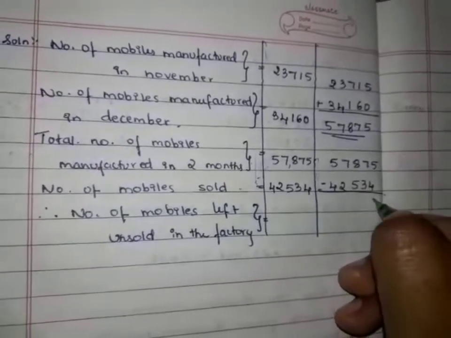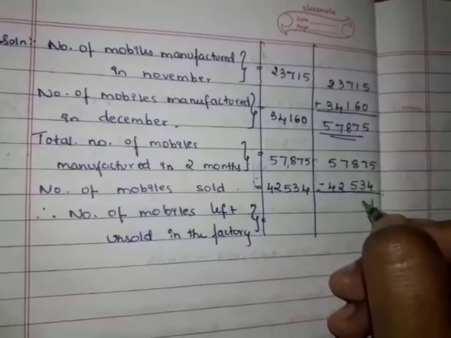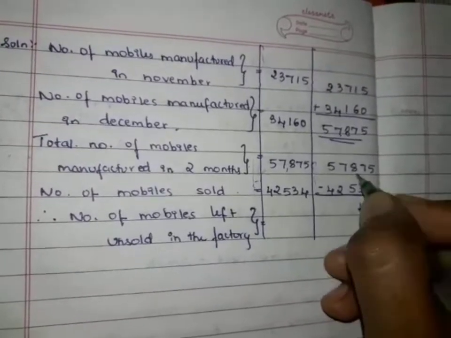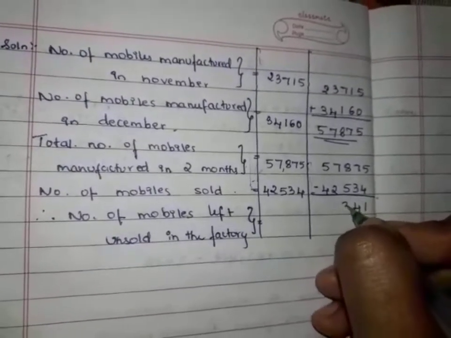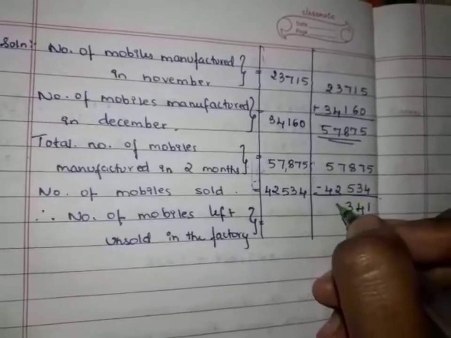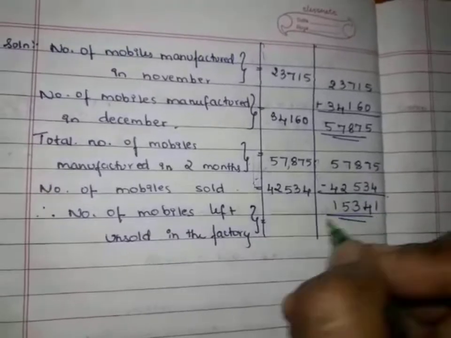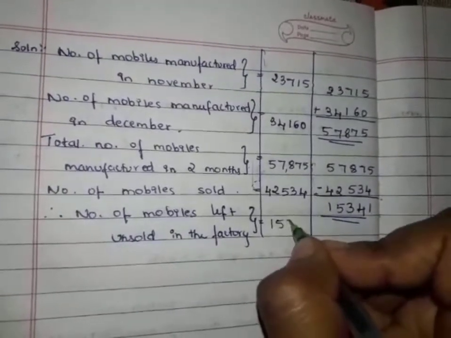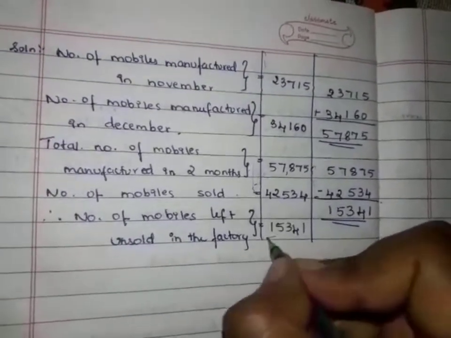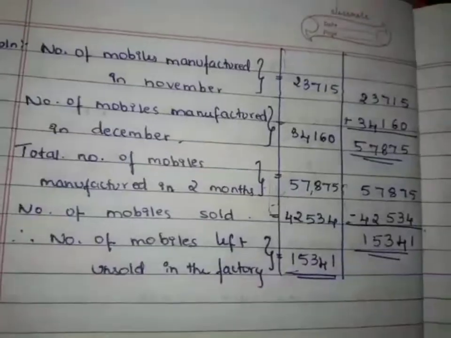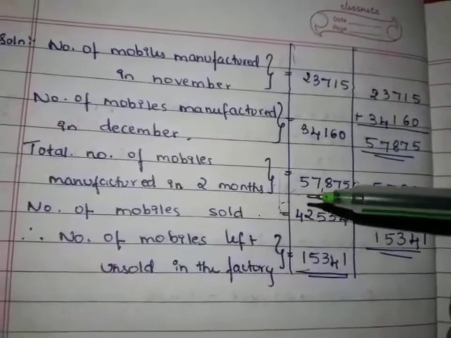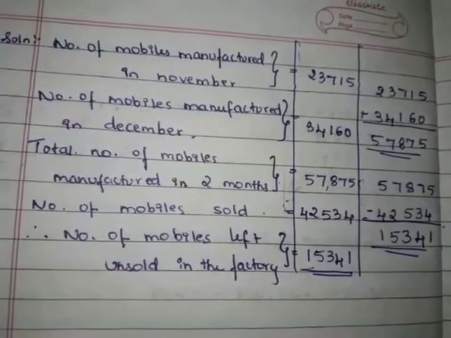5 minus 4 is 1. 7 minus 3 is 4. 8 minus 5 is 3. 7 minus 2 is 5. And 5 minus 4 is 1. This will be our answer, 15,341. Okay. Remaining 3 problems of exercise 3.1 Roman number 2 are homework.